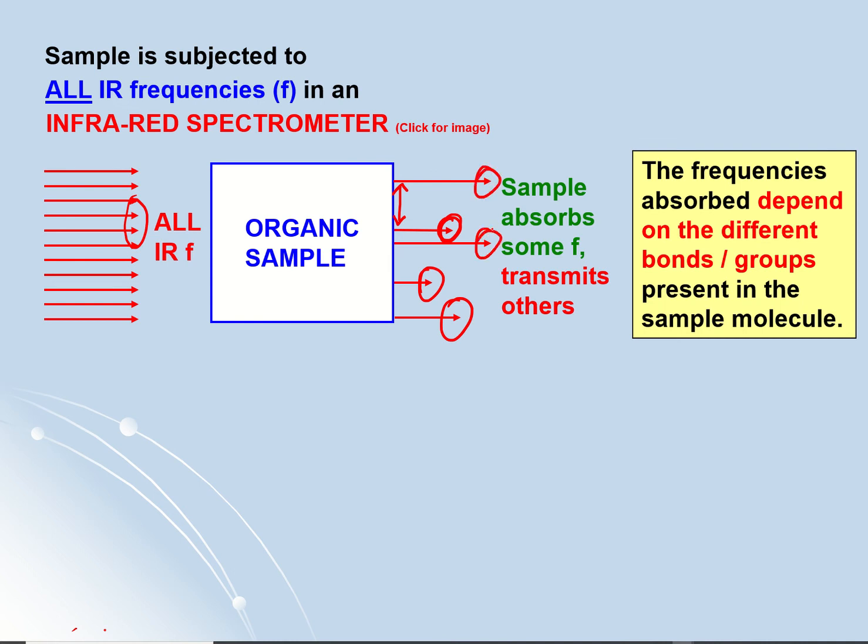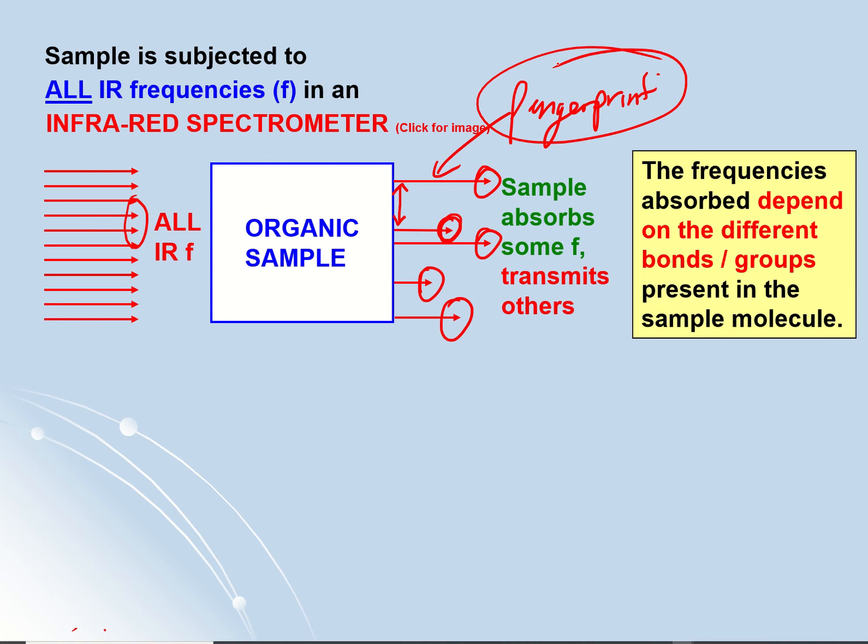So we can build up a pattern of the infrared radiation that is absorbed completely, partially, or not at all. And from that we can start to build up a picture of the bonds that are in that organic molecule. Once we know the bonds in the organic molecule, we can start to identify it. So this is kind of the fingerprint, if you like, of the organic molecule.